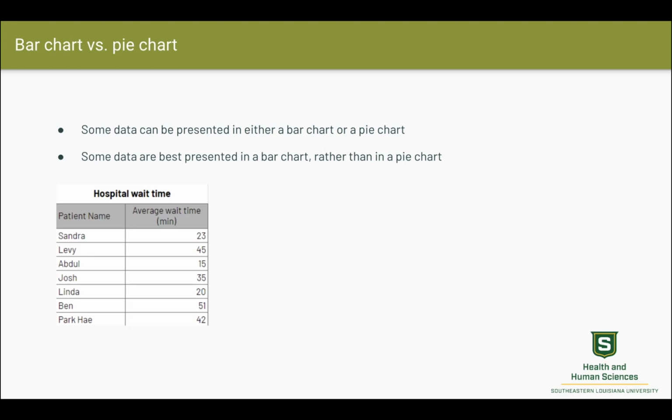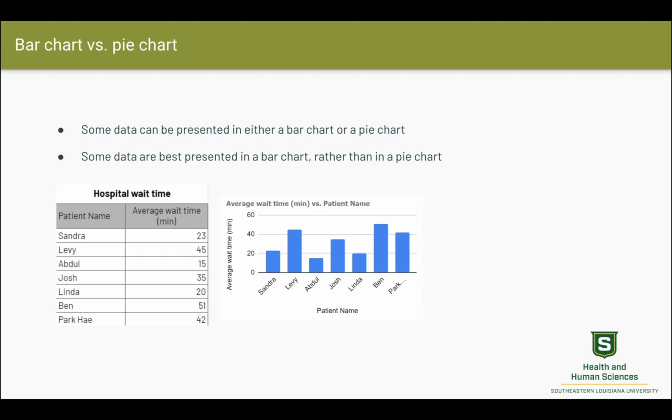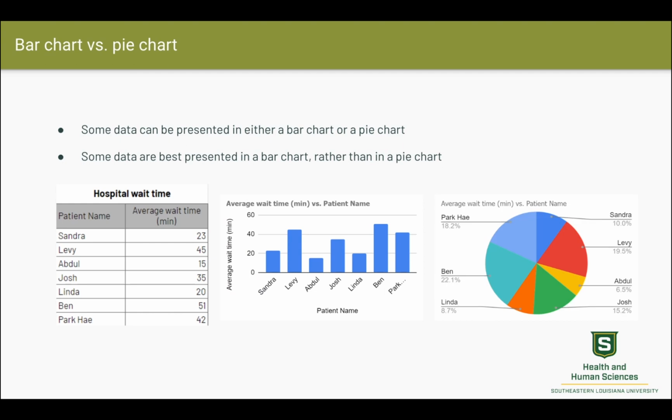So this is an example of data that I created in Google Sheets. We are comparing the average hospital wait time by the patient's name. This is the representation in a bar chart, and this is its representation in a pie chart. This data set works much better in a bar chart because you see the names of the patients and you can see the average time that they have spent waiting to see the clinician.